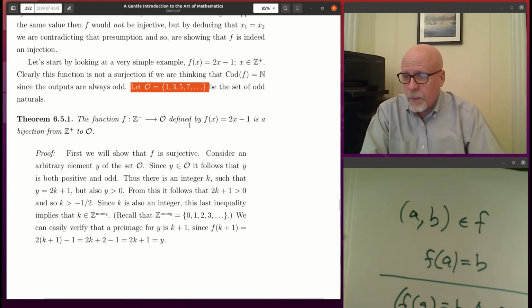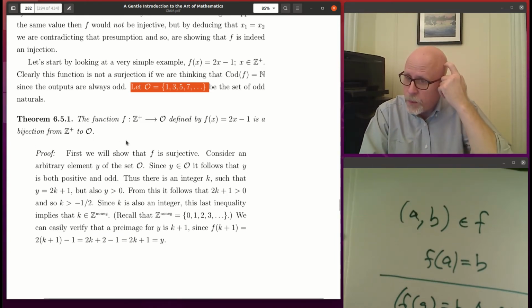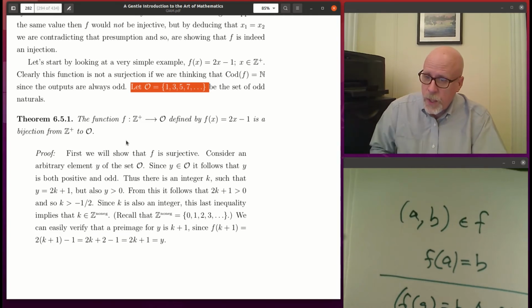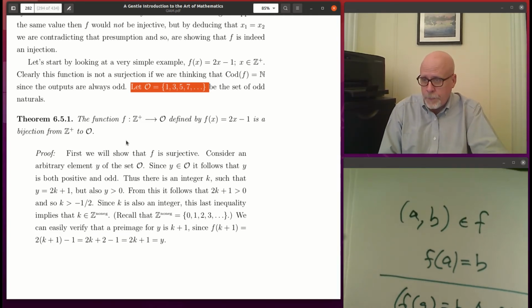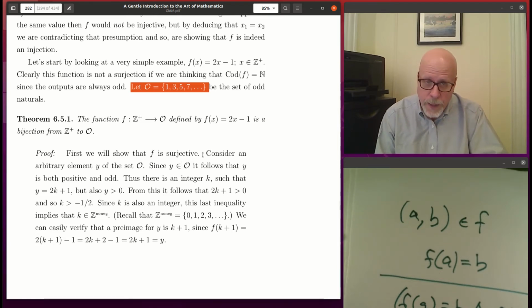First, just stating the theorem: the function f from Z plus to O, defined by f of x equals 2x minus 1, is a bijection from Z plus to O. So we're going to have to do two things. First, show it's a surjection, and then show it's an injection, which is what the first line of our proof says. First, we'll show that f is surjective. What are you doing in that case? Well, basically you've got to pick some arbitrary thing on the output side and find a preimage for it. So that's what we're proceeding to do now.